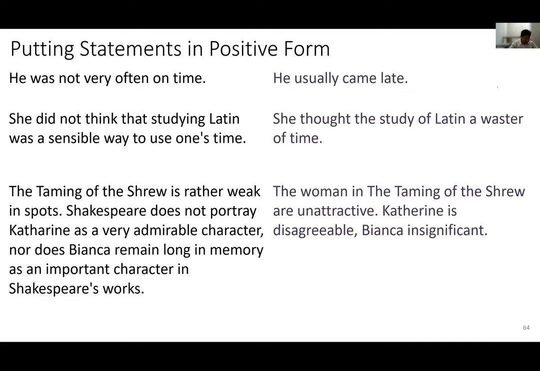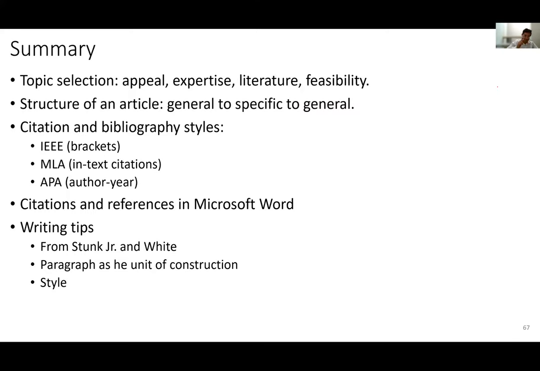Okay, so with that, I'd like to conclude the discussion. We talked about the topic selection. We have to think about the appeal of the topic to you. You must like the topic and the theme. You must have expertise and your professor must have expertise, and you judge the professor's expertise through the literature, through the publications he or she has had. That's the value of the literature in this case, and it must be feasible.